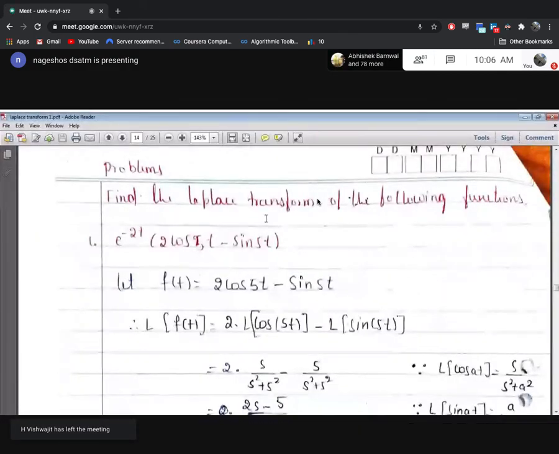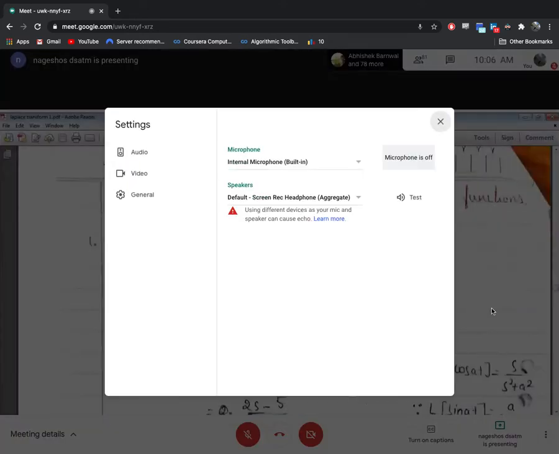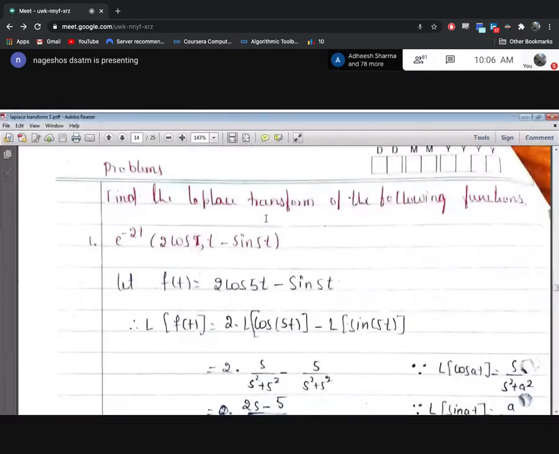We'll do problems. Find the Laplace transform of the following functions. First one, e power minus 2t times (2 cos 5t minus sin 5t).